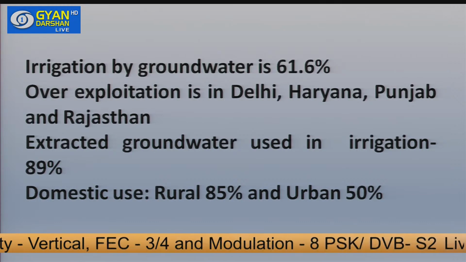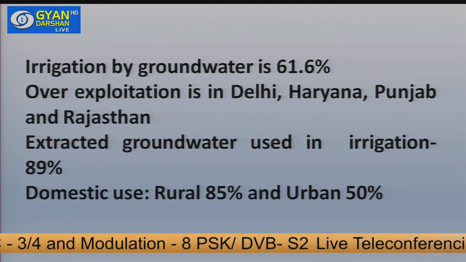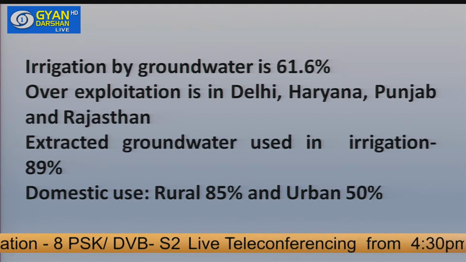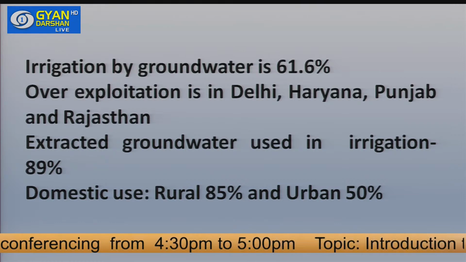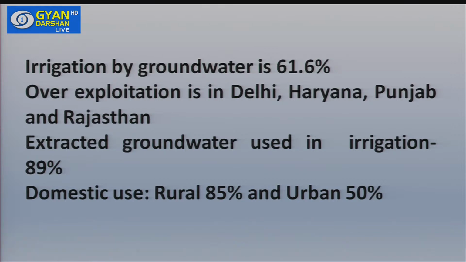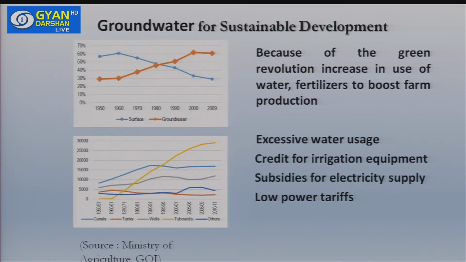Of the extracted groundwater, irrigation accounts for around 89%. For domestic uses, even drinking and other uses, it is more in rural areas compared with urban areas, around 85%. If you come to the urban areas, the groundwater used for domestic purposes and drinking is around 50%. When we talk about more usage of groundwater, we also think of sustainable development, because of the judicious use of groundwater.